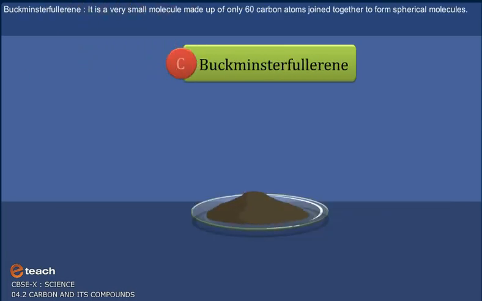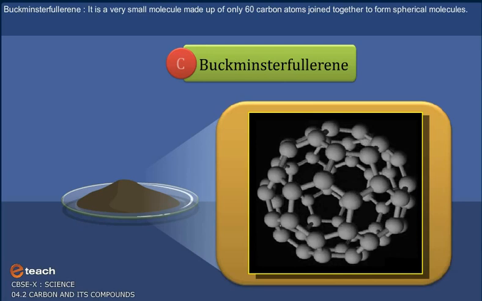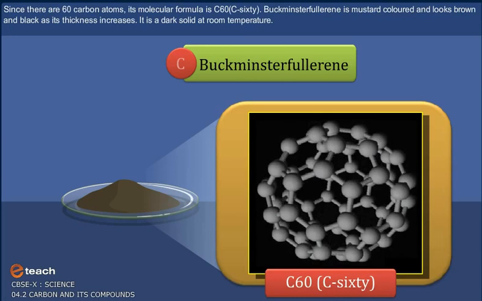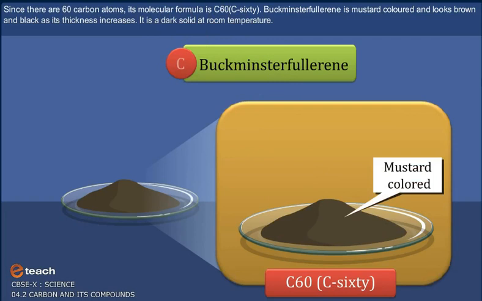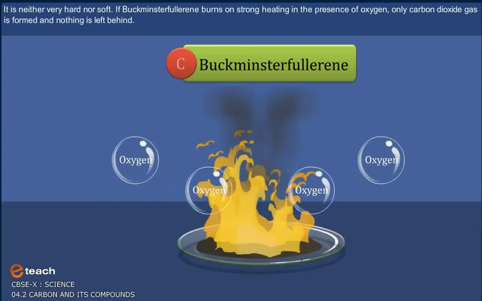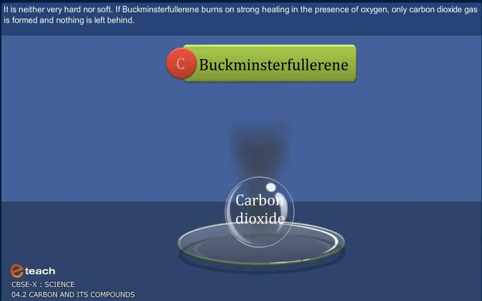Buckminster fullerene. It is a very small molecule made up of only 60 carbon atoms joined together to form a spherical molecule. Since there are 60 carbon atoms, its molecular formula is C60. Buckminster fullerene is a mustard-colored solid that looks brown or black as its thickness increases, and it is a dark solid at room temperature. It is neither very hard nor soft. If Buckminster fullerene burns on strong heating in the presence of oxygen, only carbon dioxide gas is formed and nothing is left behind.